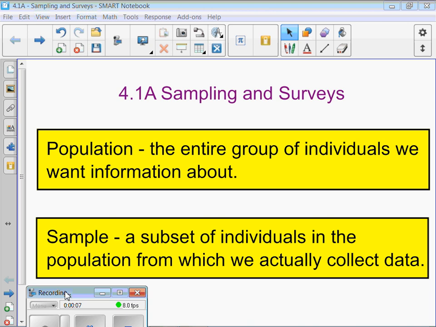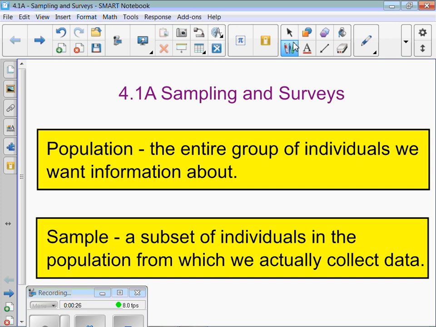So in this chapter, you guys are going to learn how to sample well, how to do a survey, what kind of things create bias, stuff like that. We get statistics thrown at us every day in the media, and a lot of times they are biased, right?